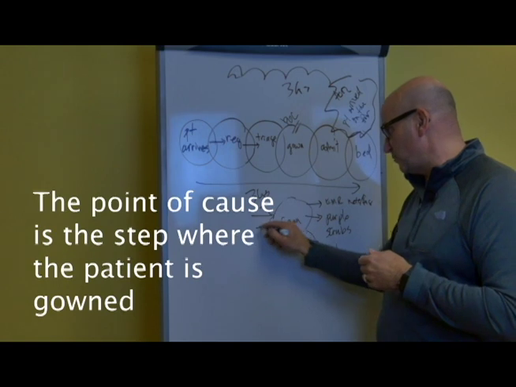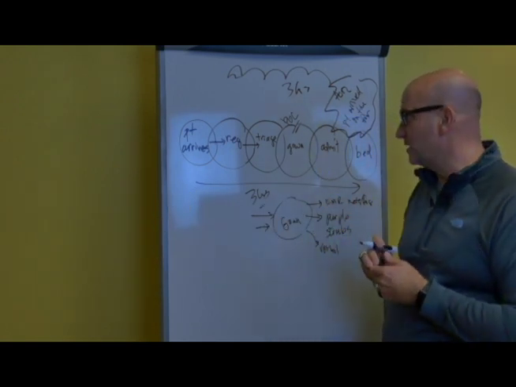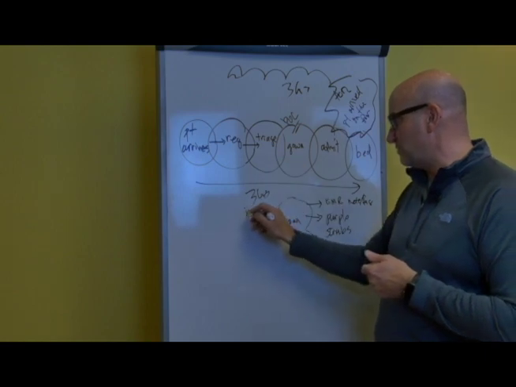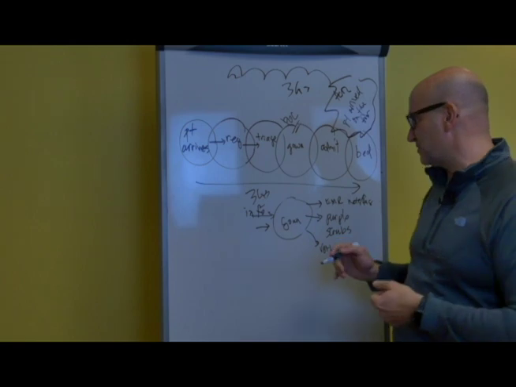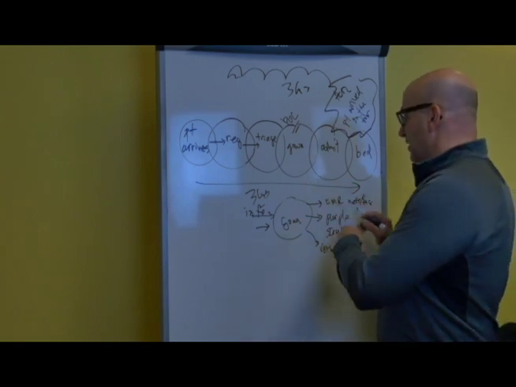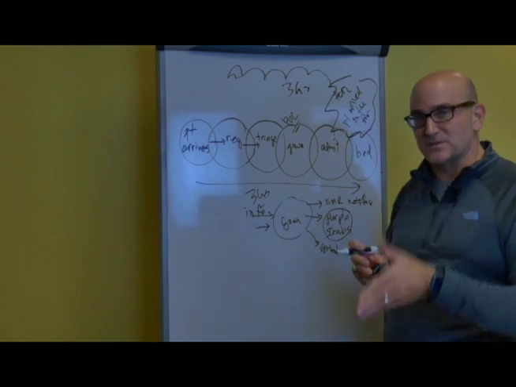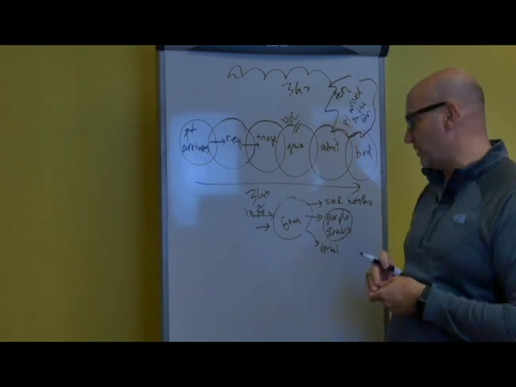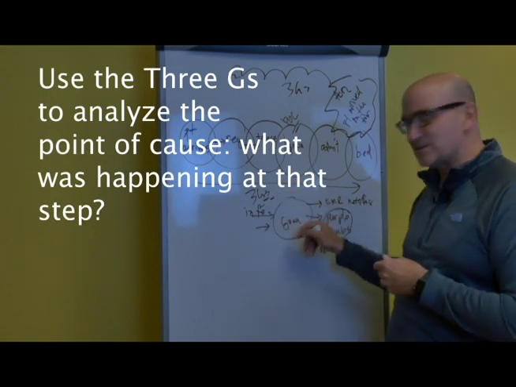Every process has inputs and outputs. Every step in the process has inputs and outputs. And so information from triage here should have informed the gowning process. And the gowning process should have resulted in this expectation being met, that this type of patient was put into purple scrubs. We can stop there and say, okay, now what happened at this step in the process?